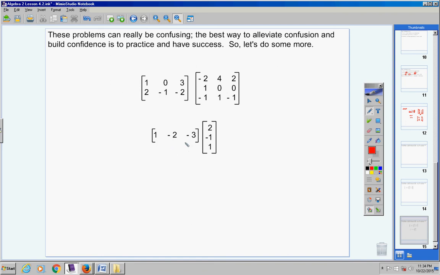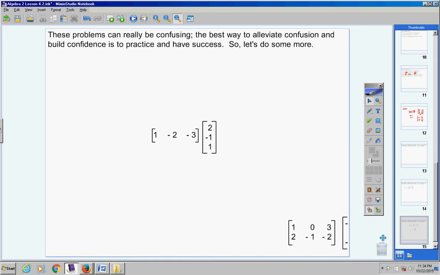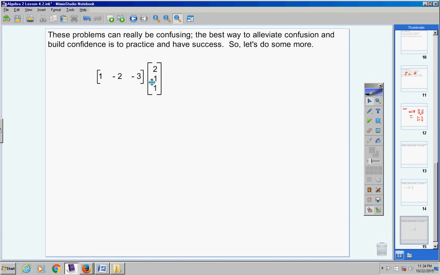Okay, one more and we're finally done, okay? This is kind of a weird one. Maybe it's going to be no solution. Let's see, okay? Let's take this matrix here times this matrix here. Let's run our test. We have 1 row and 3 columns. Let's say 1 by 3. We have 3 rows here and 1 column, so let's say 3 by 1. So do our inside numbers match? Yes, they do.